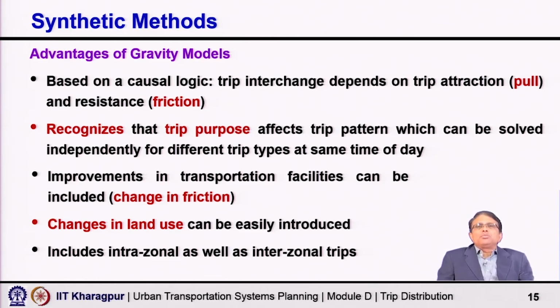Now, a revised distribution will come because of the inclusion of Fij, which is eventually again a function of cost, or a function of time, or a function of some characteristics of the transport network, and it includes intrazonal as well as interzonal trips. All diagonal elements are also estimated, and also the other elements, which are interzonal elements, are also estimated.